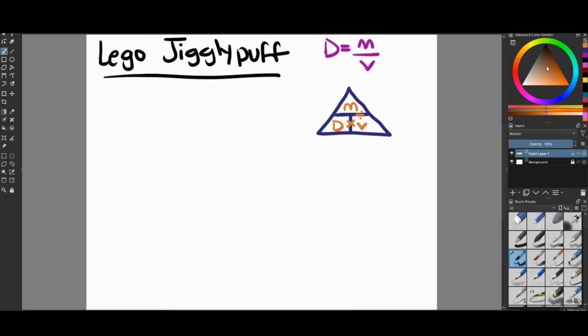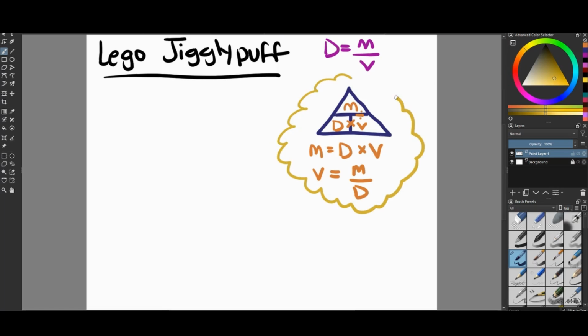So now let's say I need to calculate mass, all I would do is cover up mass and see that mass equals D multiplied by V. So mass equals D times V. Same thing here. If I need to find volume, I can see that mass is divided by density. So then I do volume equals mass divided by density. So that's just a little helpful way that we can keep track of what we're calculating when it comes to density. So back to the Lego Jigglypuff.